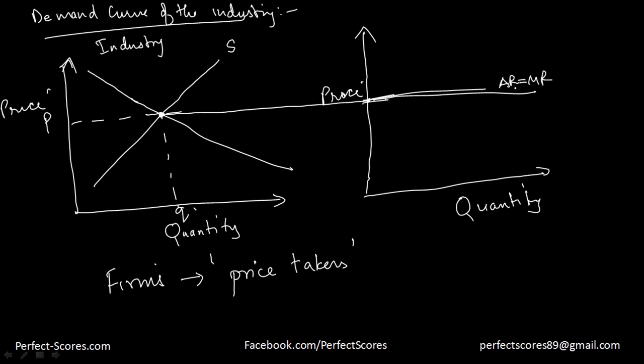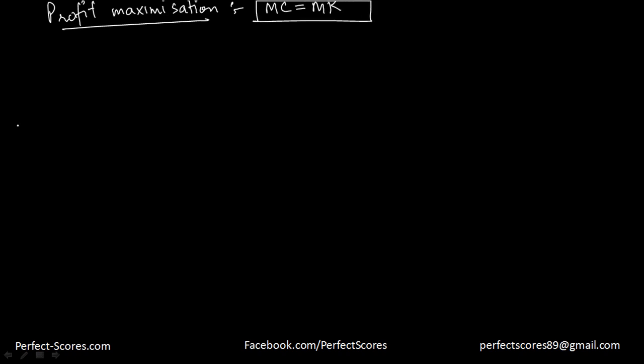Now, if I were to explore this graph and talk about profit maximization, when will a firm be maximizing its profit? Now, if you've seen the cost, revenue, and profit video, you would know that profit is maximized when marginal cost is equal to marginal revenue. That is the point when the profit is maximized.